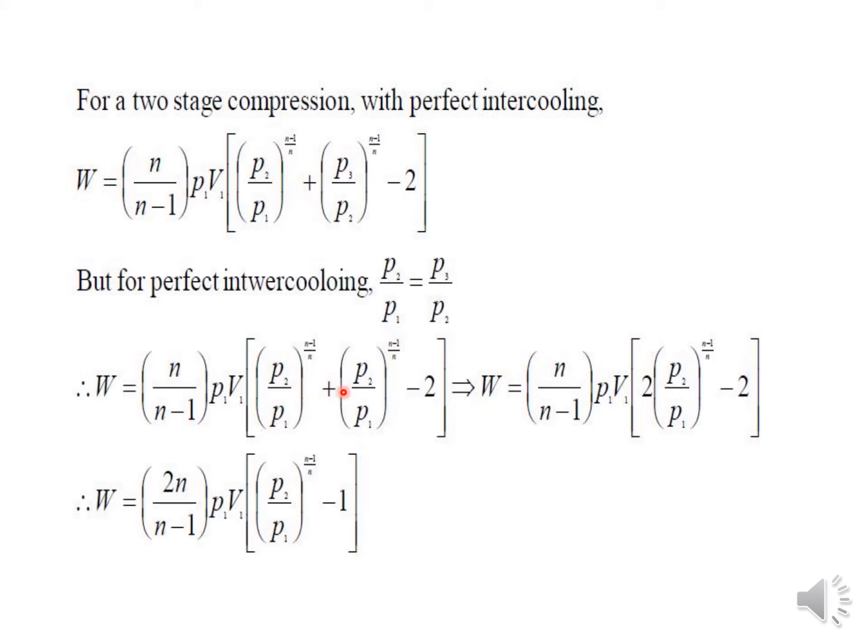Since these two are the same, they add and it becomes 2 times P2 by P1 raised to n minus 1 divided by n. Here also 2, here also 2, so I will take this 2 outside. For two stage, it will be 2 here, and P1 V1 into P2 by P1 raised to n minus 1 divided by n, minus 1. So this is the equation you will get for two stage.